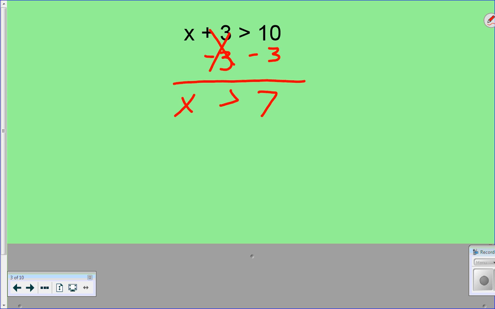Because if I say 8 plus 3 is greater than 10, is that true? What's 8 plus 3? It's 11. Yes, you're right. Everything on this side has to be bigger than 10. So does 8 work? Yep. Does 9 work? Yep. Does 10 work? Yep. Does 11 work? Sure.